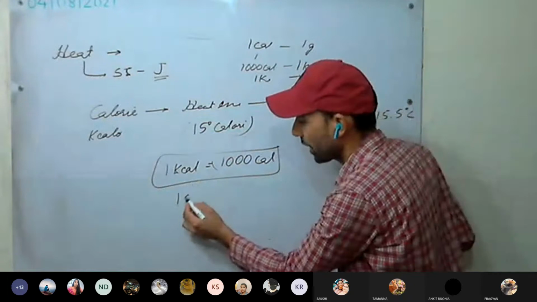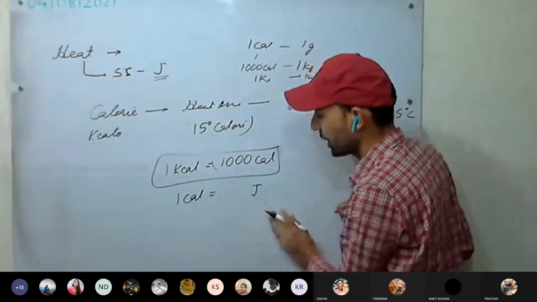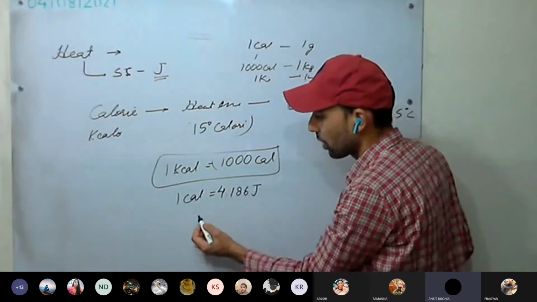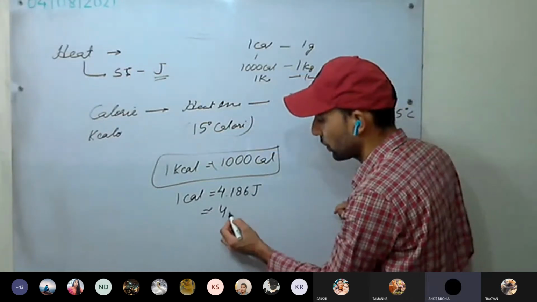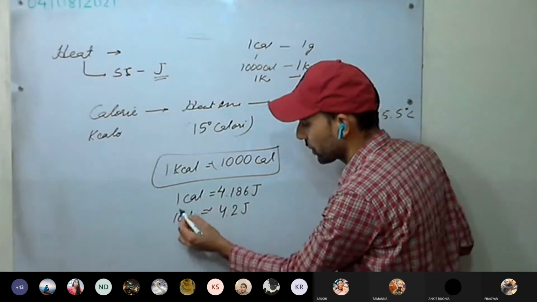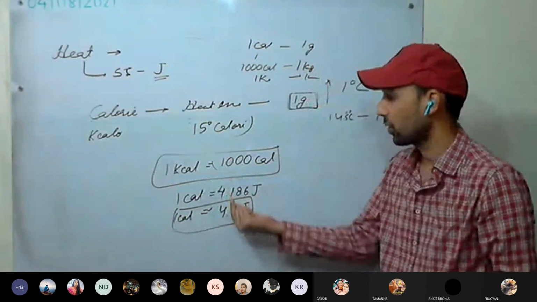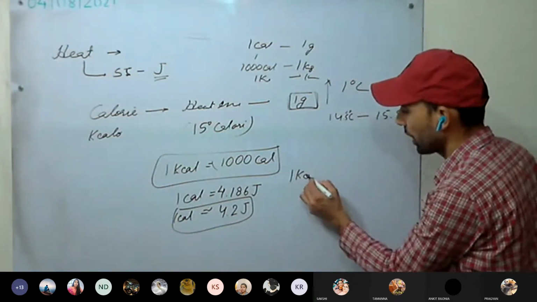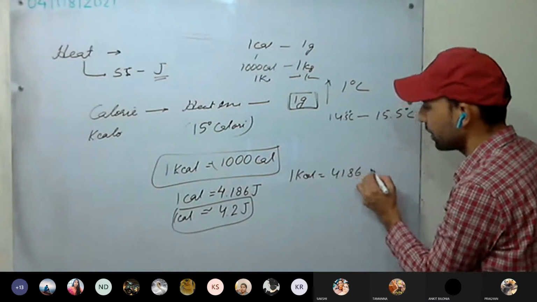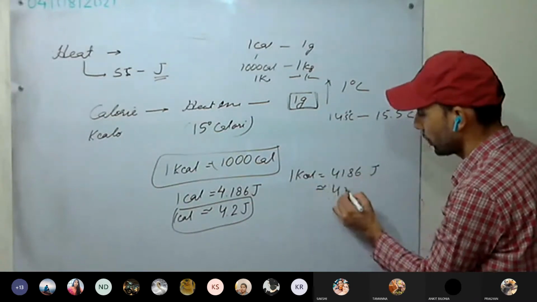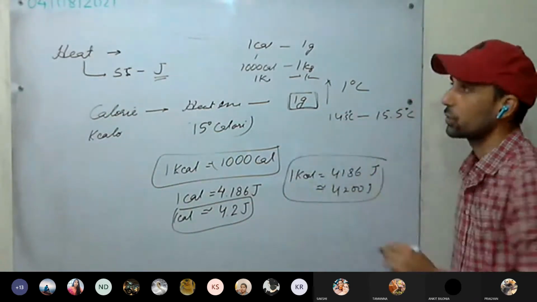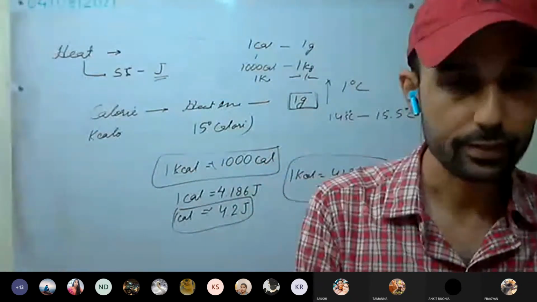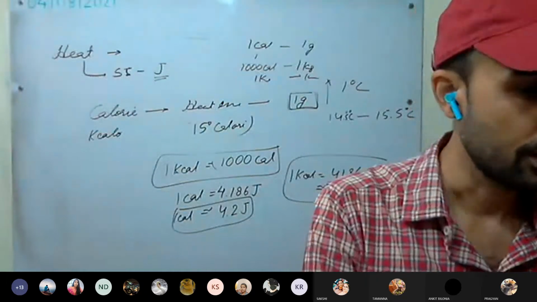How is 1 calorie related to joule? This you have studied as well. 1 calorie equals 4.2 joule for calculation purposes. So 1 kilocalorie equals 4 into 1000, that is 4200 joule, or 4186 joule. This is clear. So the SI unit is joule. Always remember, wherever energy or work done is there, it's always joule.